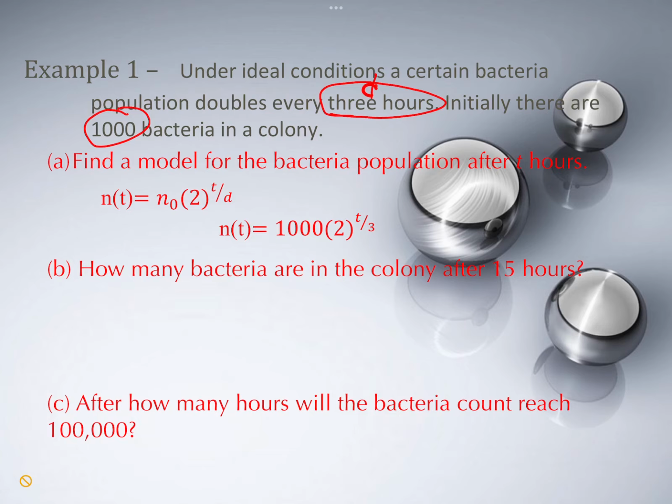So that's our model. When we want to find how much is going to be in it after 15 hours, that simply means that we're plugging in 15 for our t everywhere. So N of 15, I plug in 15 for my t. This becomes a calculator problem. I highly suggest you plug it into your calculator.